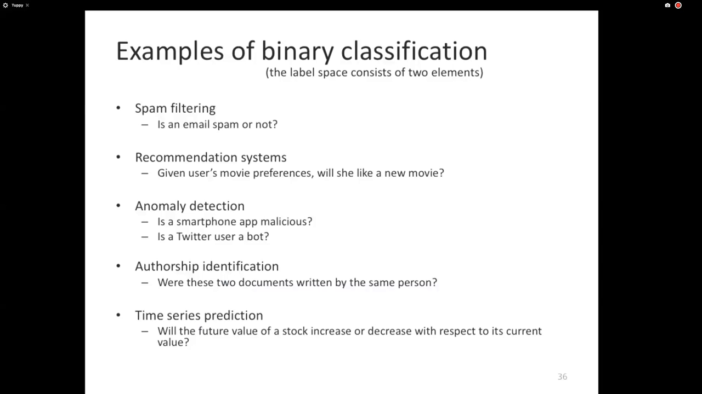You can frame recommendation systems as a binary classification problem. Given the user preferences and a particular movie, will the user like the movie or not like it? Thumbs up or thumbs down. So the instance space consists of the cross product of all possible users and all possible movies, because we pick a user, we pick a movie and feed it into the box and it predicts thumbs up, thumbs down. You can frame anomaly detection as a binary classification problem.